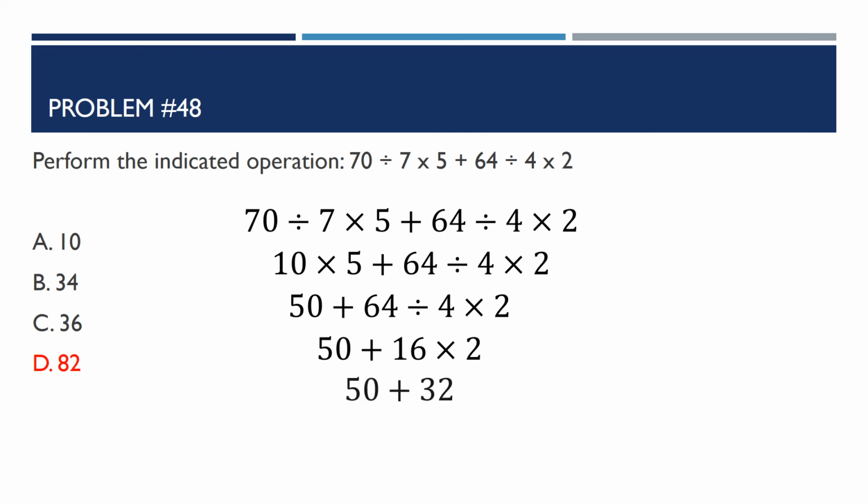So 16 times 2 is 32. And then 50 plus 32 is 82. And that is the answer.